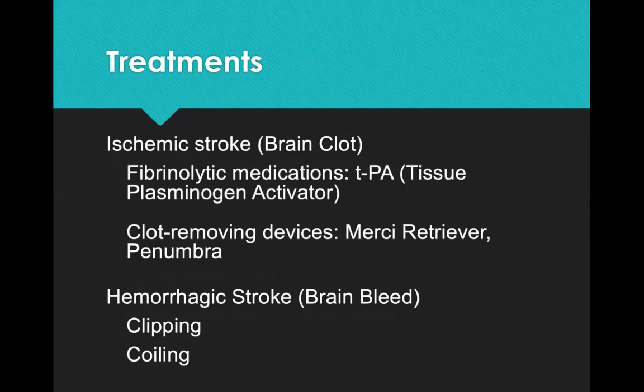Treatments. As I talked about, we have tPA, tissue plasminogen activator, which is a fibrinolytic, and there are also clot-removing devices that can be used. There are Mercy retrievers and Penumbra, where they'll go in and bust up the clots or scrape them out. Those are all things we use to treat an ischemic stroke because there is an actual clot. If it's a hemorrhagic stroke, they'll go in and either clip or coil those blood vessels to stop the blood from leaking out into the brain.